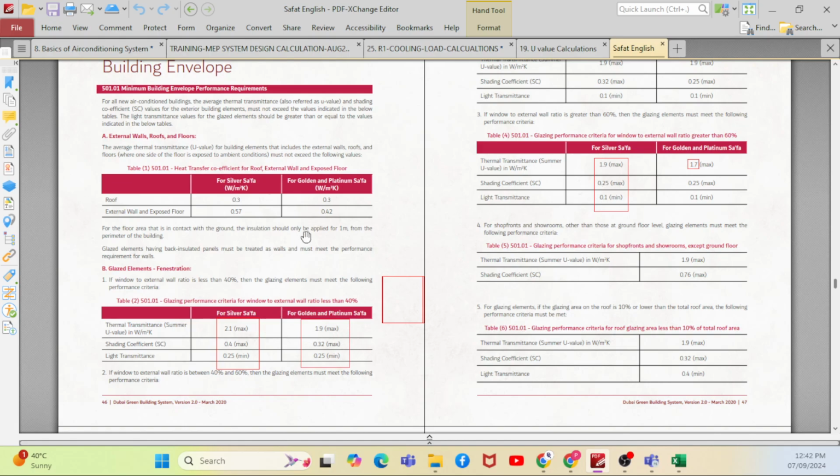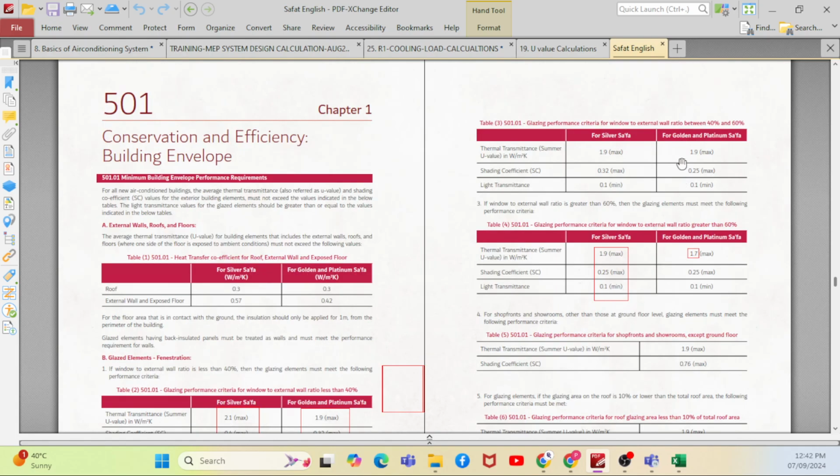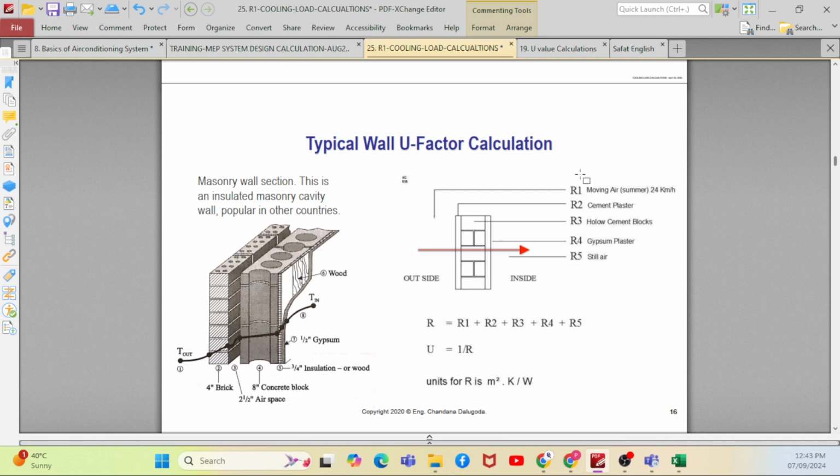You have glass with 0 to 40 percent of the area, or 40 to 60 percent, or greater than 60 percent. What is the value you have to consider here? Clear, right? So this is the typical U value.